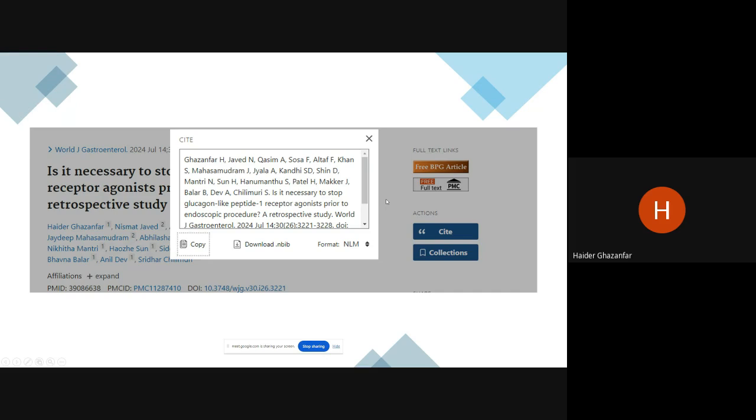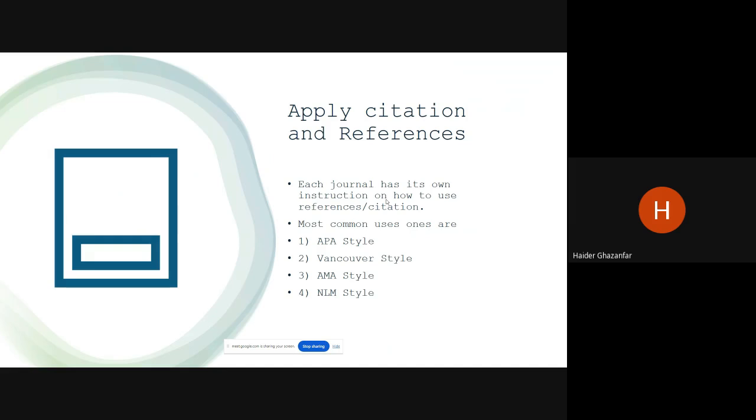Initially I used to do Vancouver style manually, but this one already comes in Vancouver style, so you don't have to double check or anything. That's another reason, if you guys use PubMed, it's going to be much easier. Each journal has its own instructions on how to use reference and citation. The most common styles are APA style, Vancouver style, which you can get from PubMed, AMA style, and NLM style. All these styles are available, and PubMed does have an option. As long as you click one of them, it will automatically convert it and you can use it, so you don't have to do it manually.